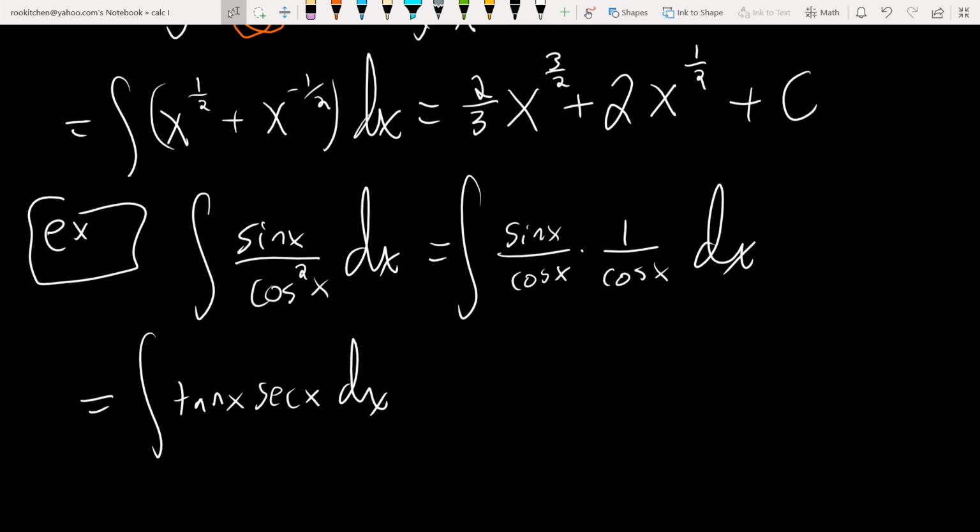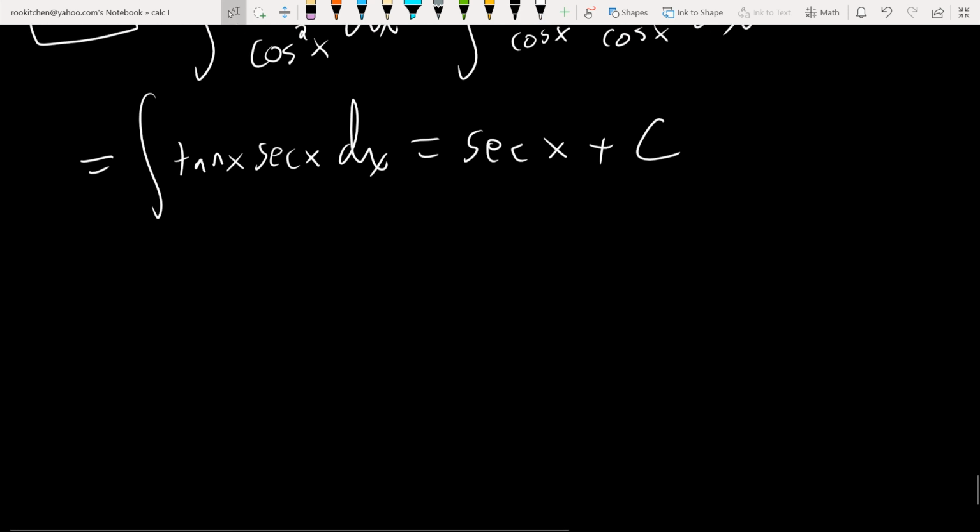And then I know that derivative. Tan times secant is the derivative of secant. So this would just be secant x plus c. What else?